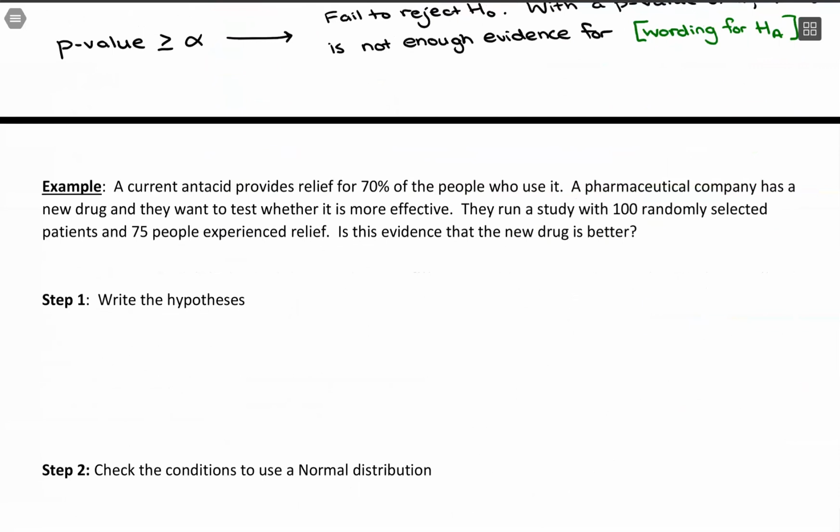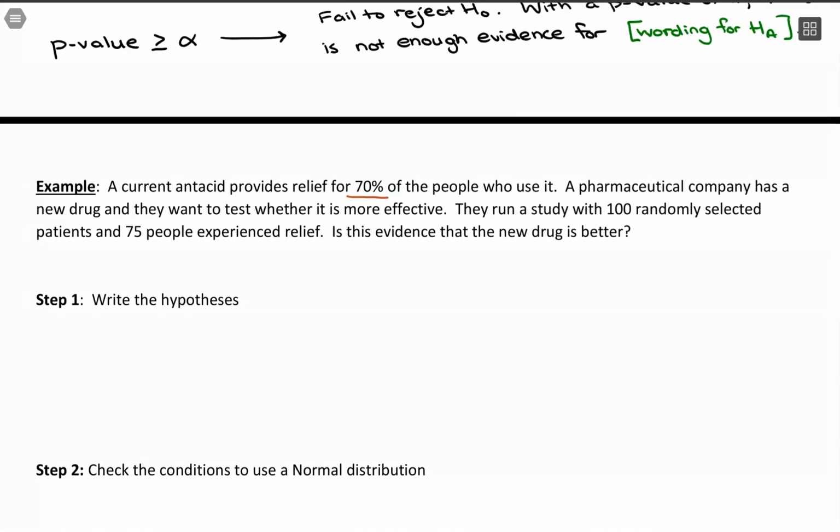So we have a current antacid. We've kind of seen the setup of this, but now we're going to put it all together. The current antacid provides relief for 70% of people who use it. They have a new drug and they want to test whether it is more effective. So that right there is the wording for the alternative hypothesis.